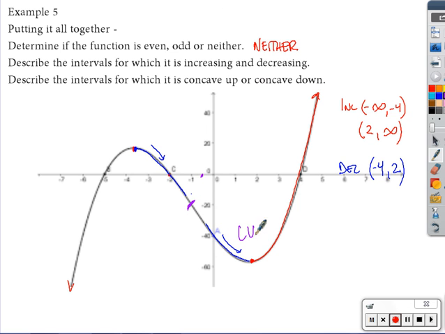So this is concave up because it holds water. This is concave down because water pours out. So I would say concave up, and I'm calling it -1 to infinity. Concave down, and we're going to call that -infinity to -1. We'll do more examples in class. Hopefully you wrote some of that down and are prepared for some questions if you have any.